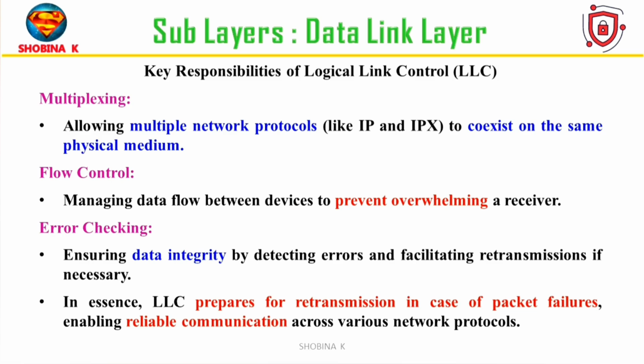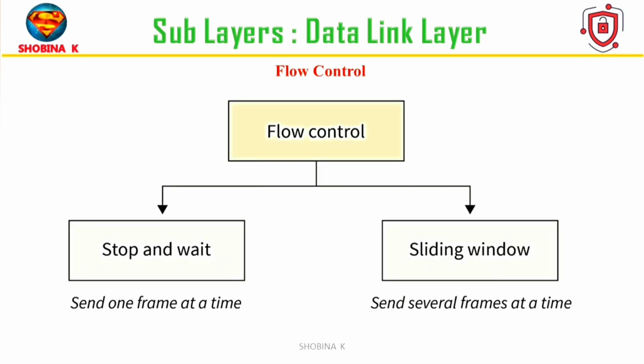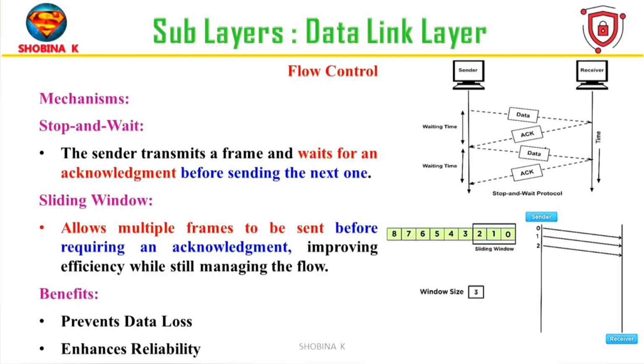Next, flow control. It is about managing the data transmission rate to prevent overflow at the receiver's end. Flow control techniques include stop and wait, and sliding window. The stop and wait method is a basic reliable method. Here the sender waits for an acknowledgement before sending the next frame. Sliding window is a more efficient technique which allows sending multiple frames before requiring acknowledgement. Therefore, flow control prevents data loss. That is, by controlling the flow, it reduces the chance of data loss due to buffer overflow at the receiver side. Also, it enhances reliability, which ensures that data is transmitted reliably and efficiently. Thereby, it maintains the integrity of communication.